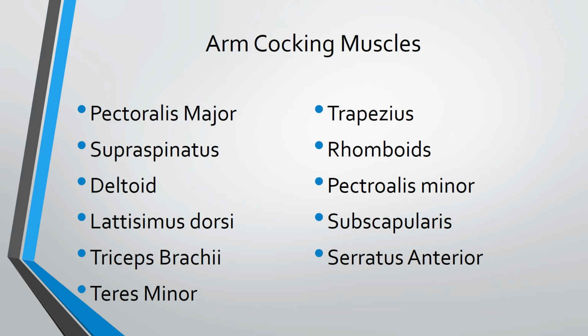Arm cocking muscles include pectoralis major, supraspinatus, deltoid, latissimus dorsi, triceps brachii, teres minor, trapezius, the rhomboids, pectoralis minor, subscapularis, and serratus anterior.